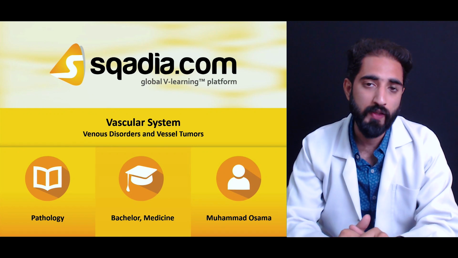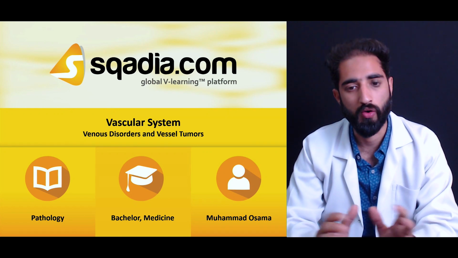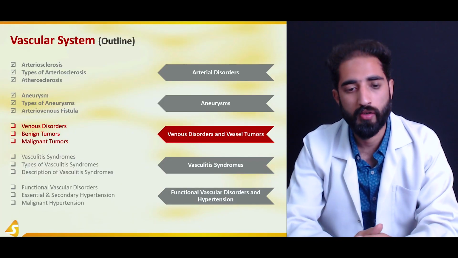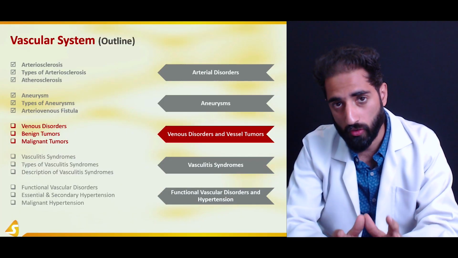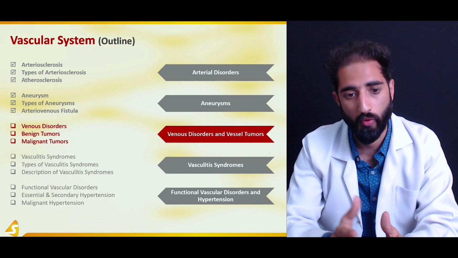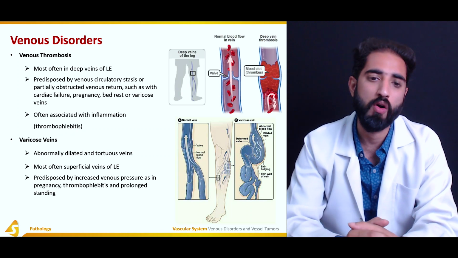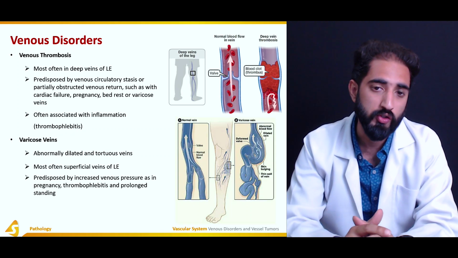And in this part of the lecture on the vascular system, we are going to talk about the venous disorders and the tumors of the vascular system, including both benign and malignant tumors. So let's start off with the venous disorders, and let's start off with venous thrombosis.